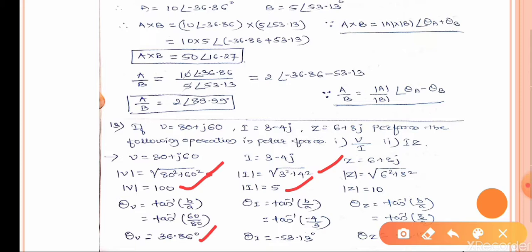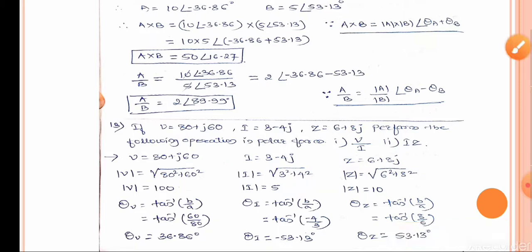Next, impedance: they have given 6 plus 8j. Magnitude of impedance is square root of 6 square plus 8 square. So magnitude of Z is equal to 10, and theta Z equal to tan inverse of B by A, tan inverse of 8 by 6. So you will get theta Z as 53.13.